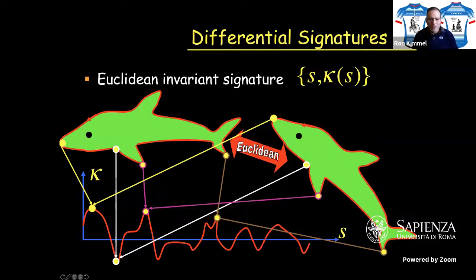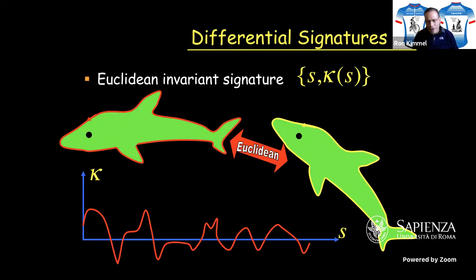So what people in differential geometry are often doing is traveling along the boundary of this planar shape and plotting a function of the curvature as a function of length. Each point here corresponds to 1 over the radius of the osculating circle, and the parametrization would be the Euclidean arc length of traveling along this planar shape. We can do it also for the second shape, and then we can shift one graph with respect to the other, and if they are identical, I can say that these two planar shapes are identical.